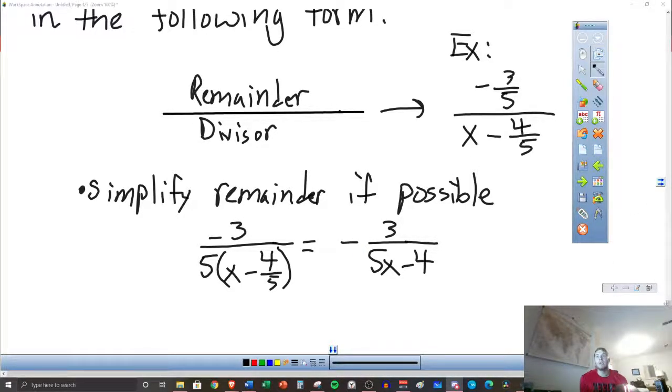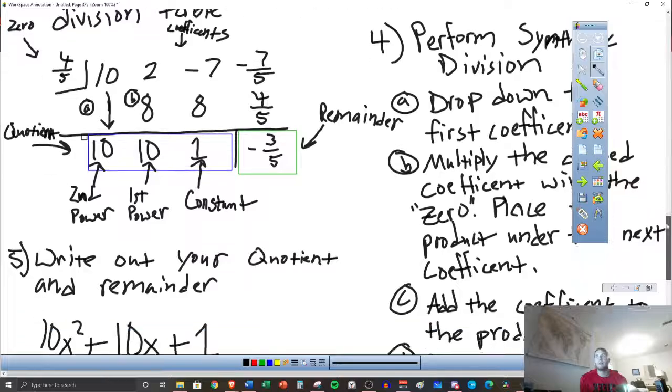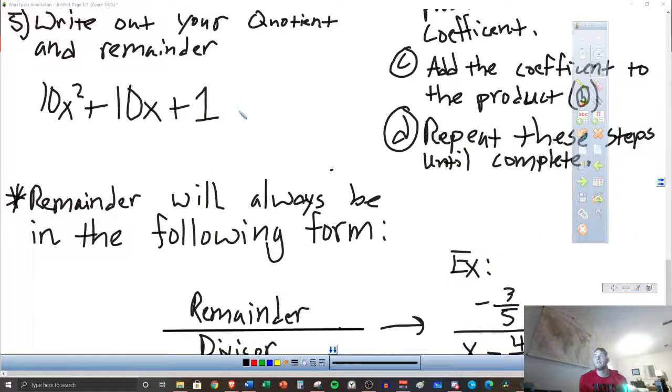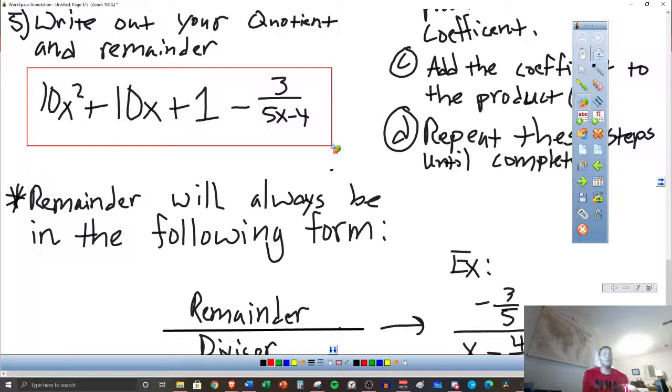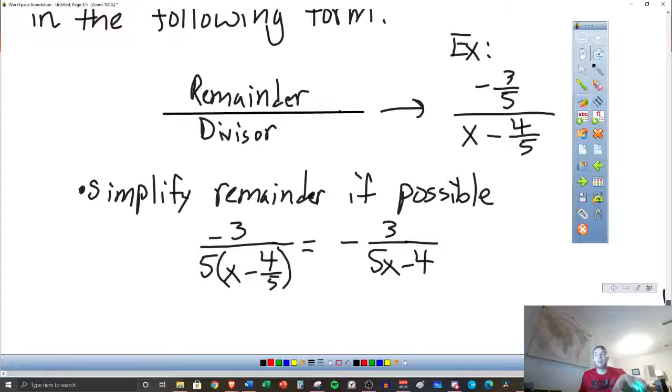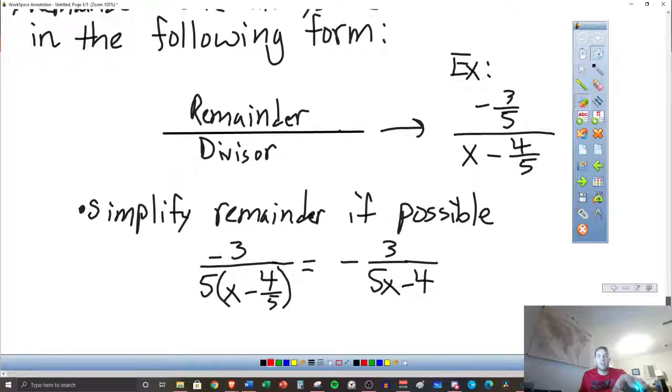So now we're going to go back up here and put that next to the 5, so it's minus 3 over 5x minus 4. And this is our final answer. Again, I told you that this was going to be one of the more complex examples we would do. I wanted to go straight into it like this, just so that we could really see what we're getting into with this division. But let's do an easier one now, okay?